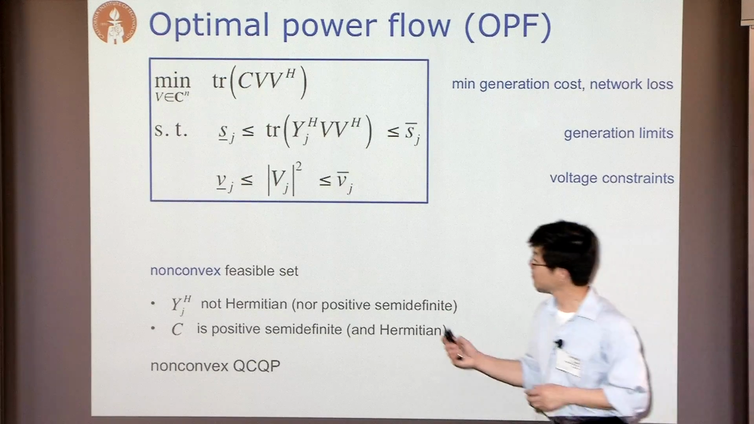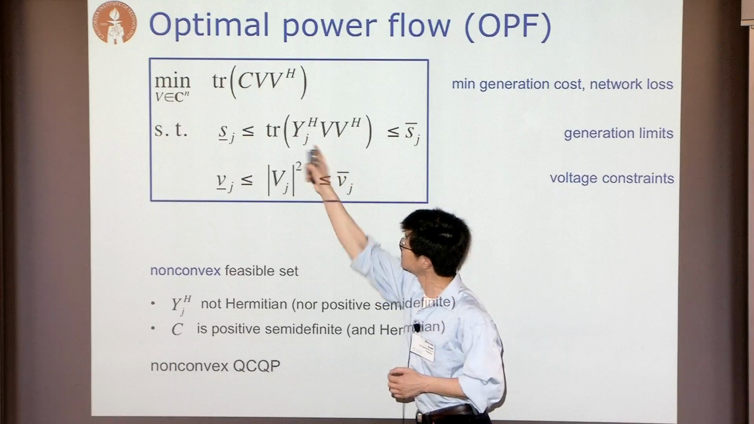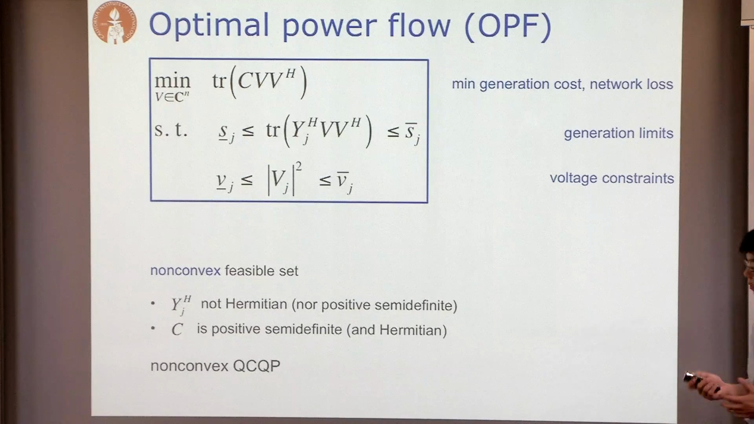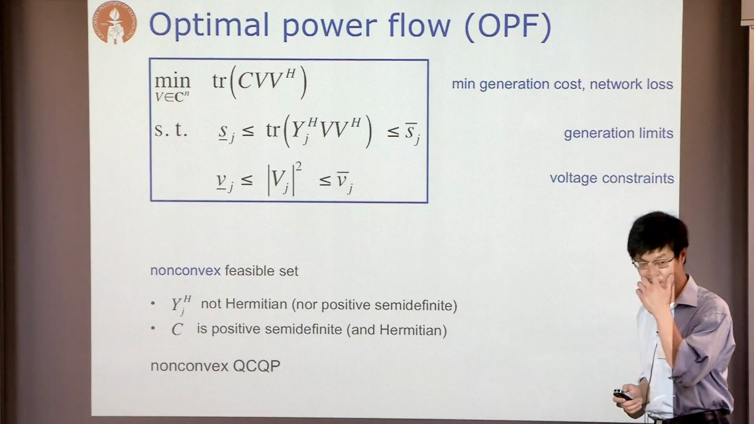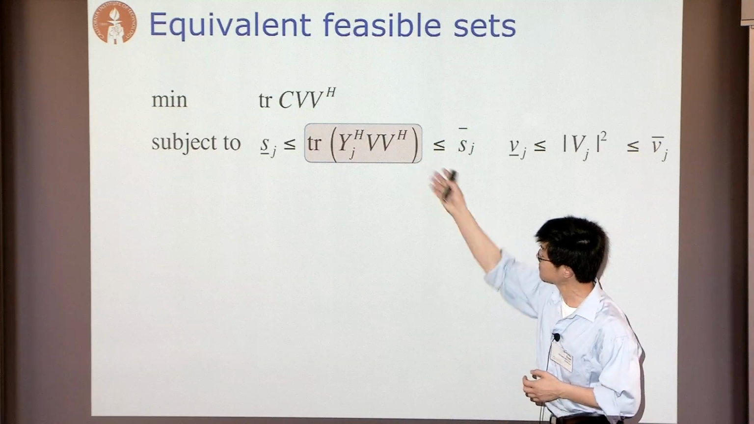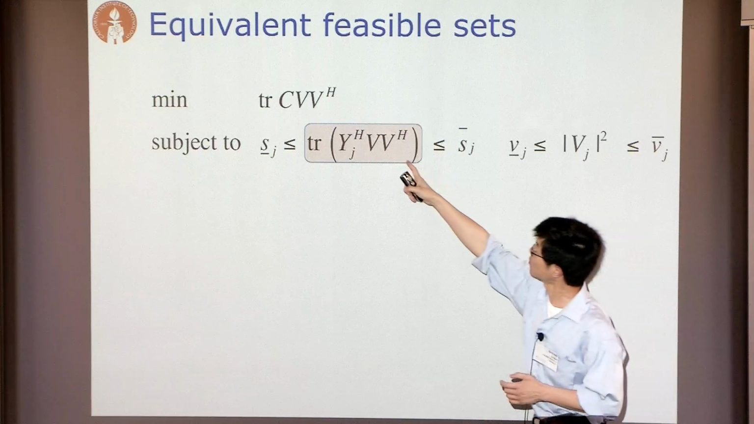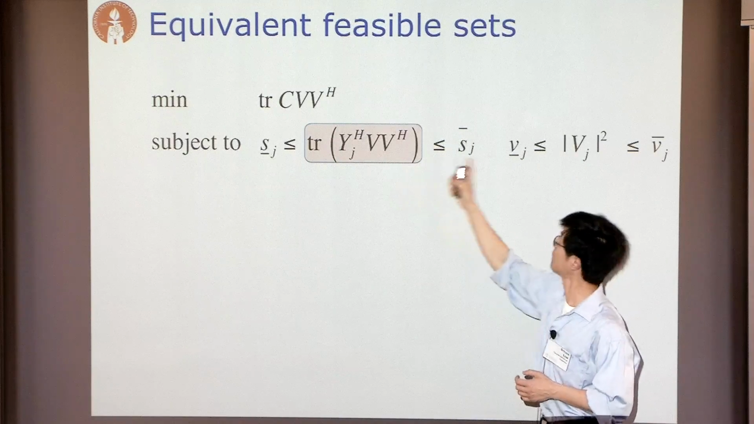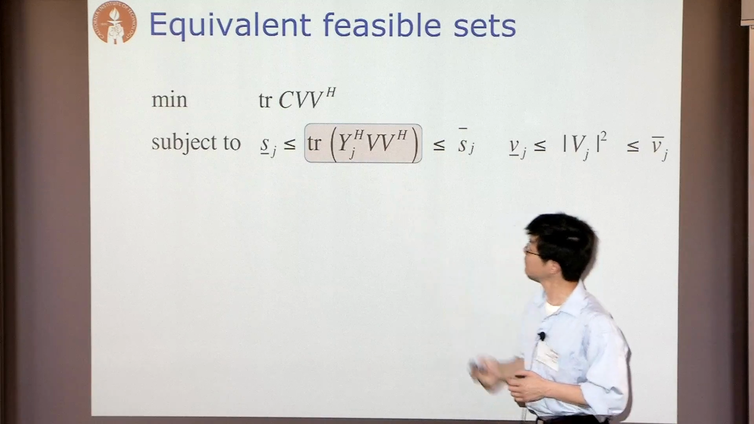It's non-convex, again, because this is non-convex, and therefore you get a QCQP. A standard way to deal with this is to do SDP relaxation. So it looks like this. This is the problem we have. This is the OPF, and this is where the non-convexity is. This is also non-convex, but this is the same form. You can write this form in the same form here.